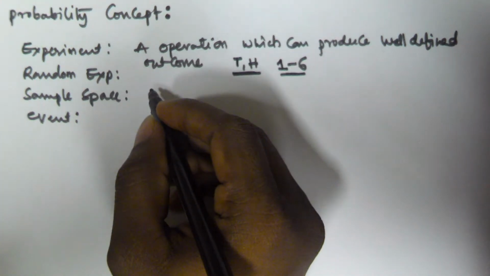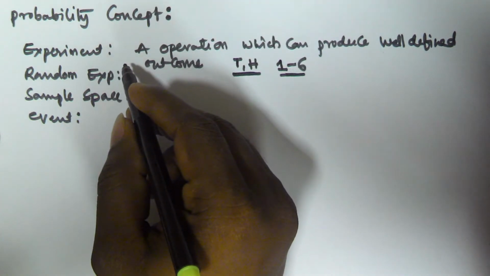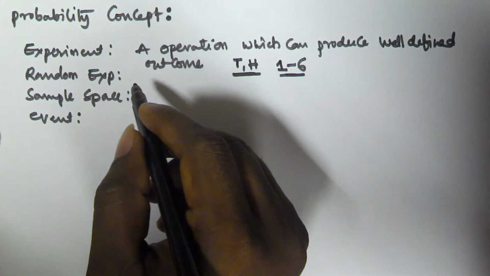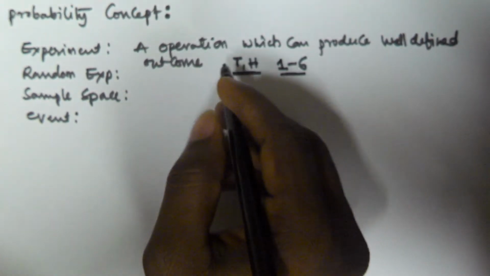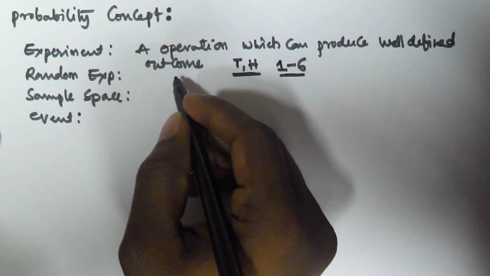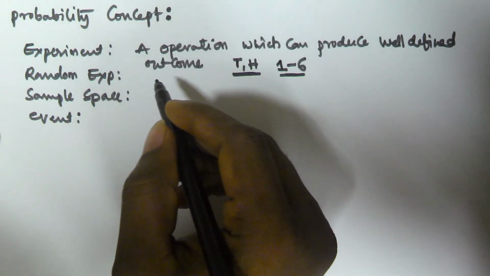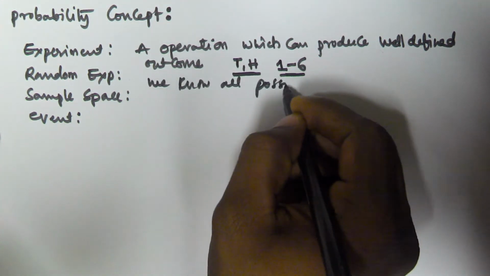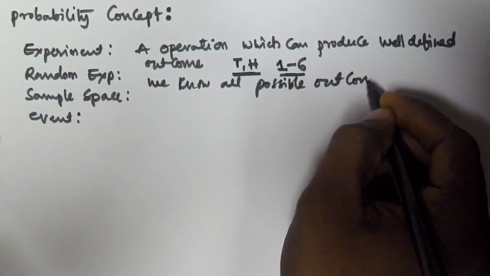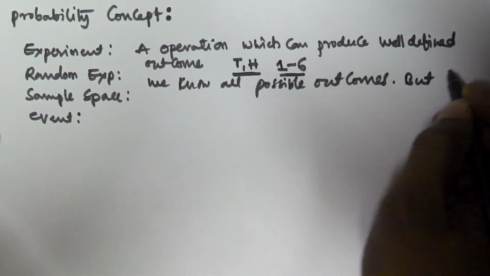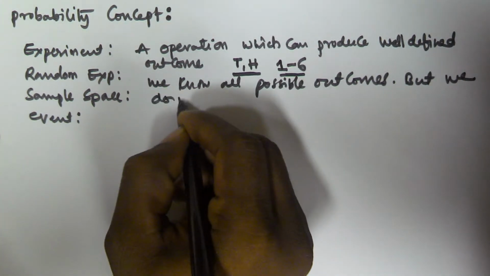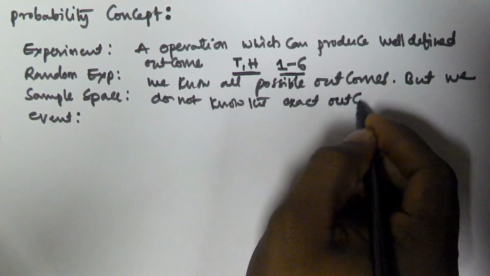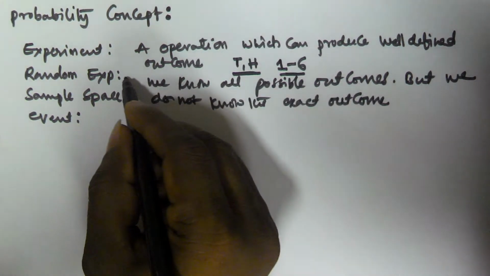And next one is the random experiment. A random experiment is an experiment in which we know all possible outcomes, but we do not know the exact outcome when we are tossing a coin or throwing a dice. So that is called a random experiment.